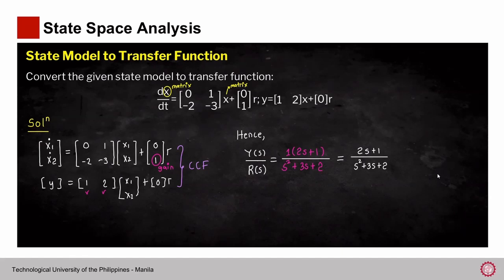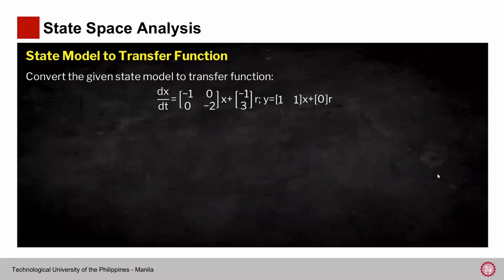Alright. Sir, pwede po ba yun? Di ba usually dapat yung leading coefficient ng numerator ay 1? Eh, ba't ito 2s plus 1? Pwede naman yun. Parang anong nangyari lang, instead of putting the 2 in the gain, kinere niya dun sa y. Okay? Pwede naman yan. No problem. So we will arrive at the same answer. Okay? Sige po. So this is still a controllable canonical form. Alright?